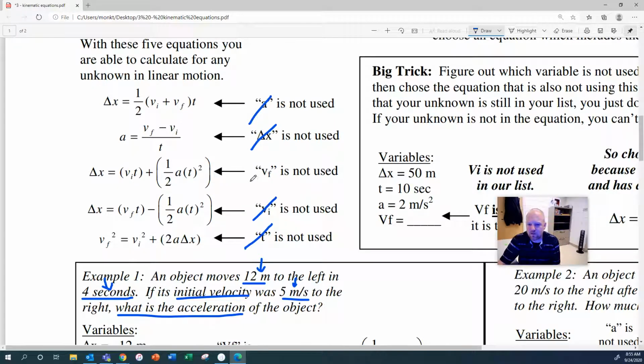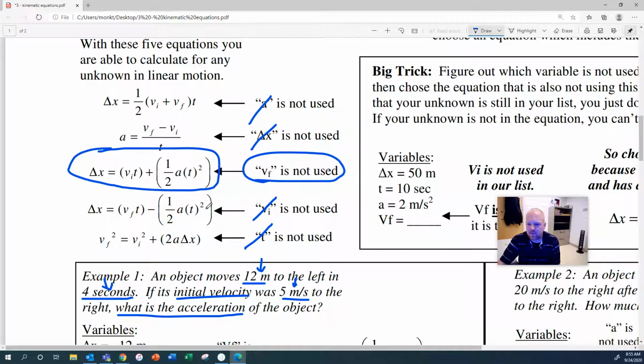The reason that's important is the second, third step is to figure out what variable is not used. And in this case, it's velocity final. It's going to tell you which equation you will use to solve this particular problem. And then what you'll do is you will use PEMDAS.